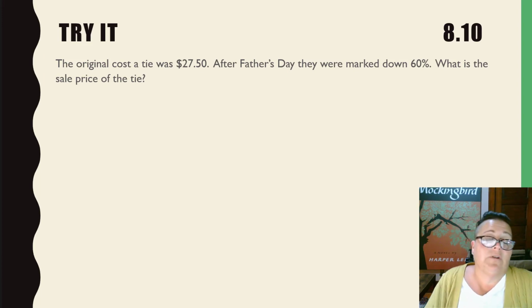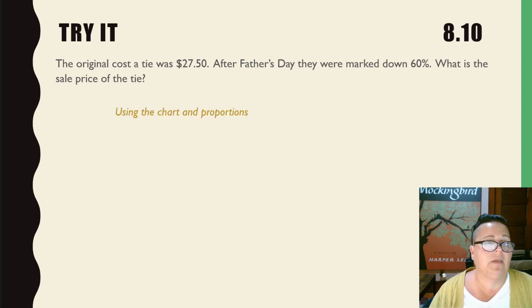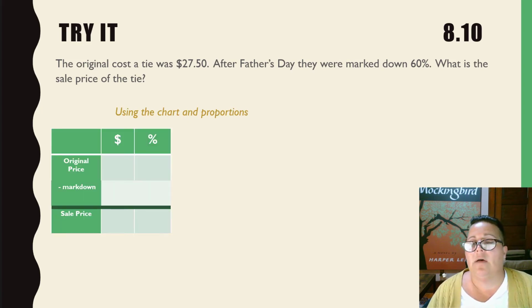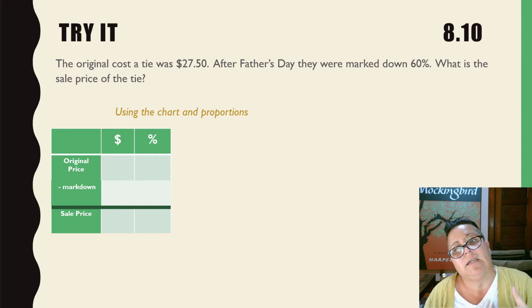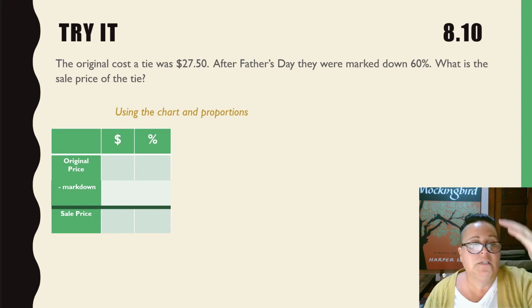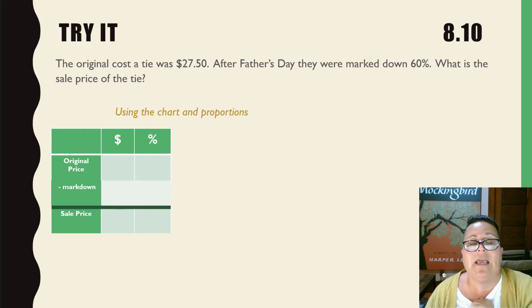Okay, so the original cost of a tie was $27.50. After Father's Day, they're marked down 60%. What is the sale price of the tie? So we're going to use the chart and the proportions first of all. Three columns. First column is our overarching equation or sentence that the original price minus the markdown has to equal the sale price. Second column is our dollar amounts. Third column is our percentages. And because this is a markdown, the original price is going to be our 100%.